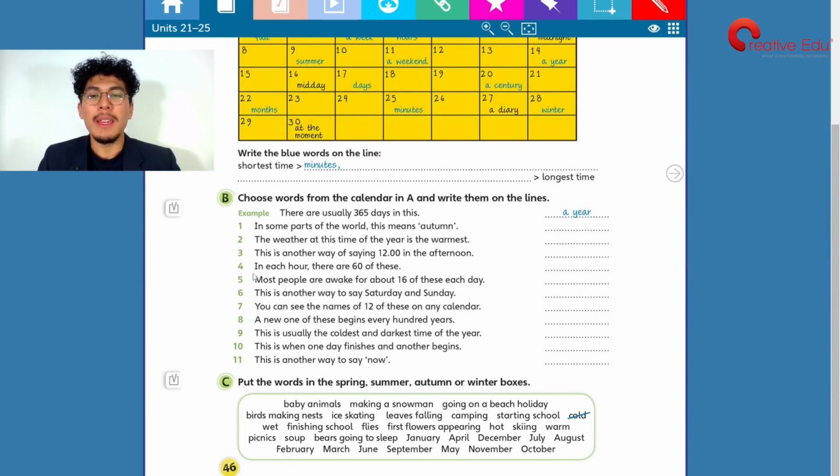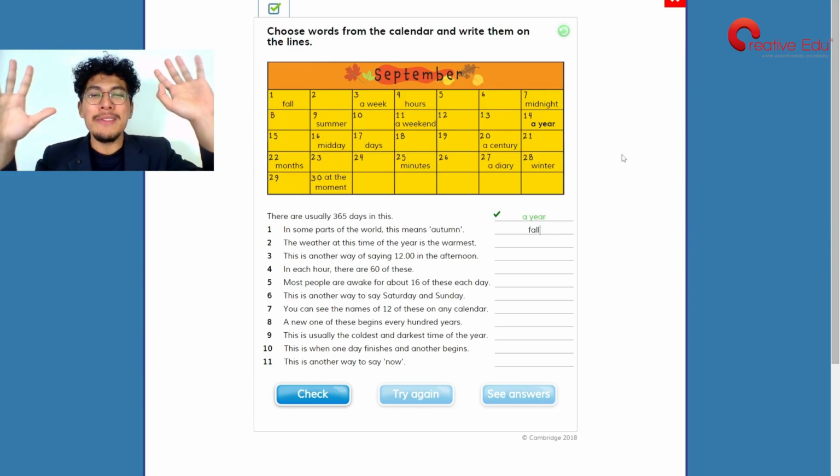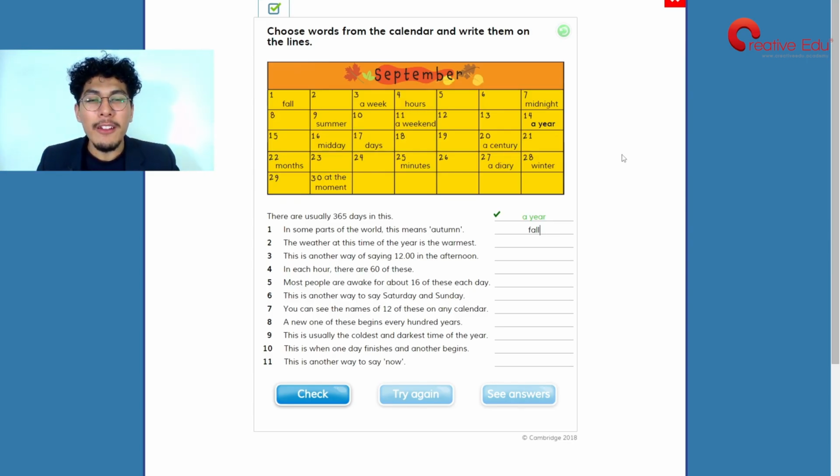Choose words from the calendar in A and write them on the lines. So, okay. Starting with number 1. In some parts of the world, this means autumn. Autumn can also mean fall. It's when the leaves are orange and yellow and they fall down from the trees, preparing the weather, preparing the atmosphere for winter, which is snow season.